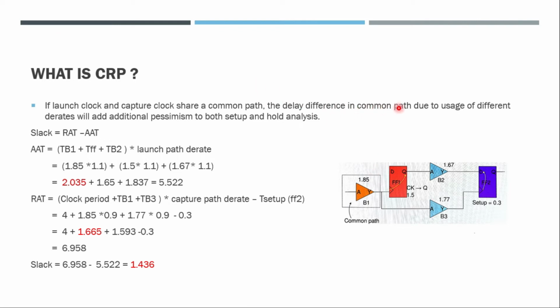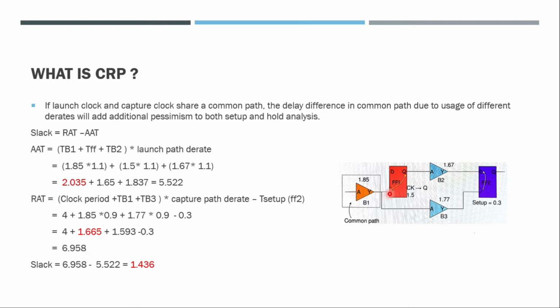The delay difference in the common path is due to the usage of different derates. So there will be delay differences in the common path. That's because for this path, which is the data path or the launch path, we will use one derate, and for the capture path we will use another derate. Because of this, there will be a difference between the delay used in this common path for both analyses. This will add additional pessimism to both setup and hold analysis, because both setup and hold analysis will take this delay to compute the slack, right?